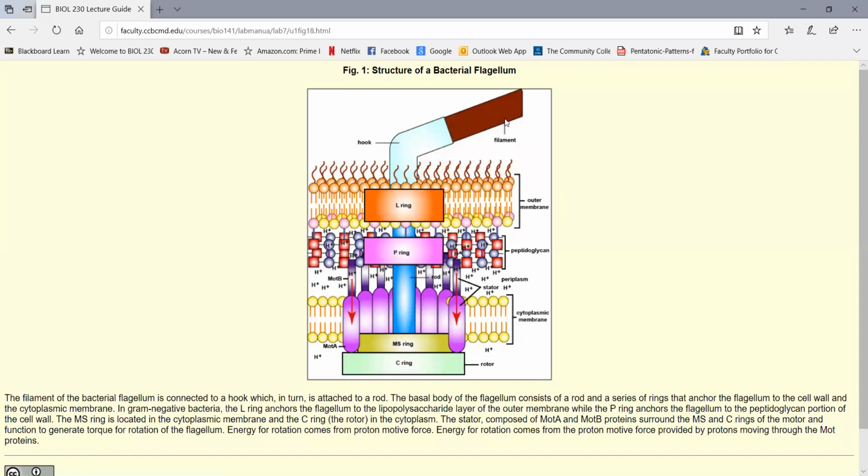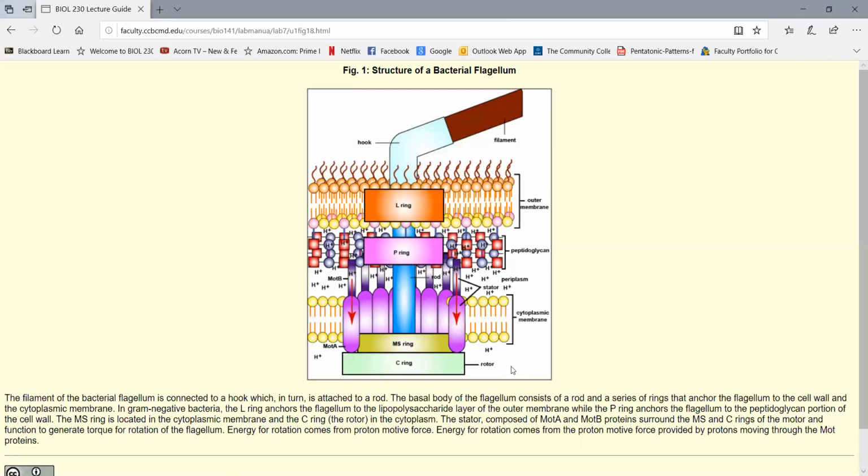So the filament up here is a hollow protein tube that's helical when you see it sticking out of the bacterium, composed of flagellin. That connects to a flexible coupling called a hook, which attaches to a rod, and then there are rings around the rod that anchor the bacterium in the cell wall, and that connects eventually to the motor down here.